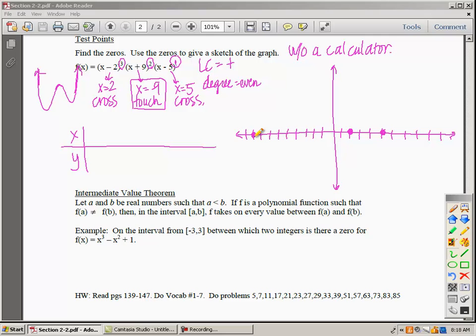If -9 is our leftmost, let's go -10 and figure that out. I need something between -9 and 2. I picked 0, but you could pick anything you want, because I know I have zeros at -9 and 2. I need something between 2 and 5, so I chose 3, because at 5 I have a 0, and then something on the other side, I think I chose 6.